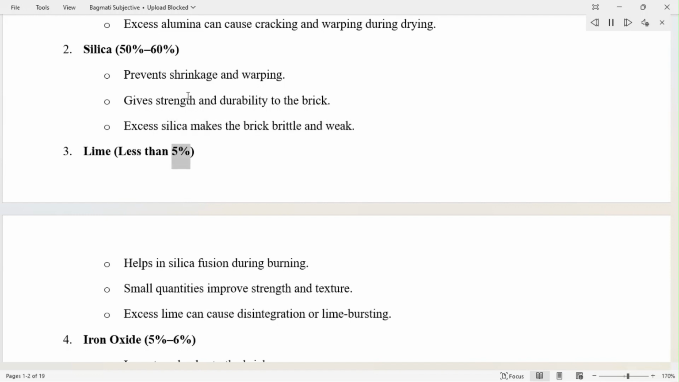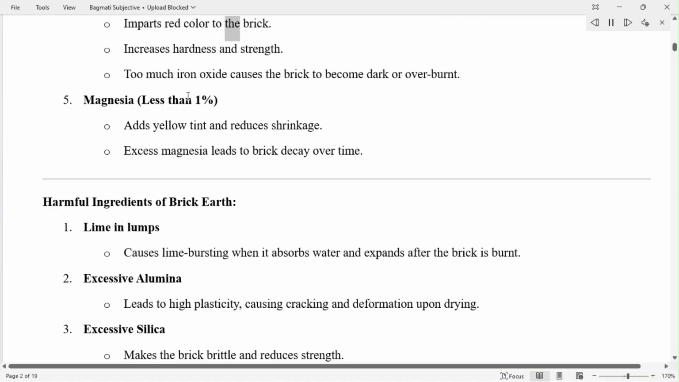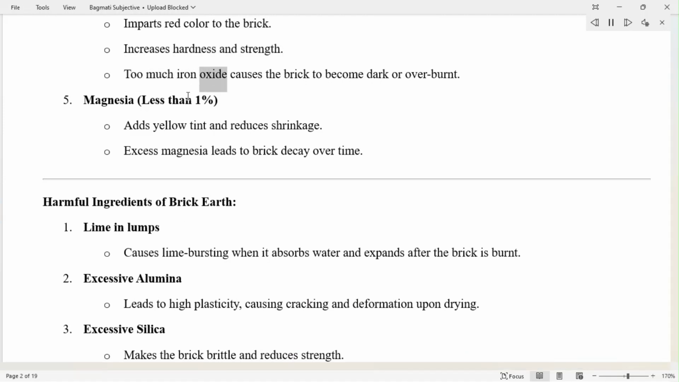Lime, less than 5%. It helps in silica fusion during burning, and small quantities improve strength and texture. Excess lime can cause disintegration or lime bursting. Iron oxide, 5 to 6%. It imparts red color to the brick and increases hardness and strength. Too much iron oxide causes the brick to become dark or overburnt. Magnesia, less than 1%. It adds a yellow tint and reduces shrinkage. Excess magnesia leads to brick decay over time.